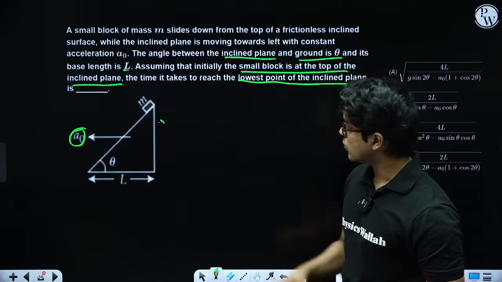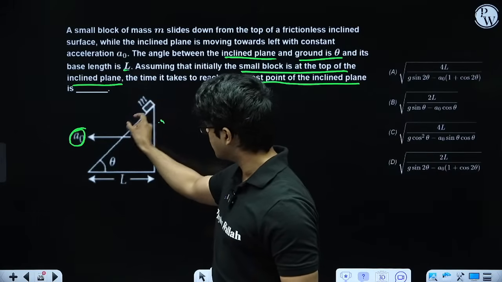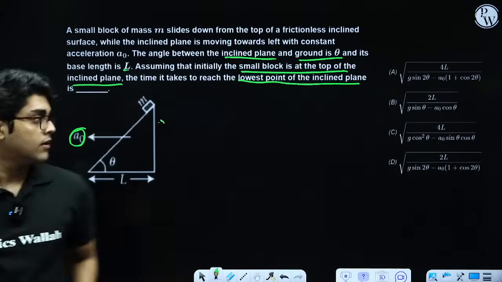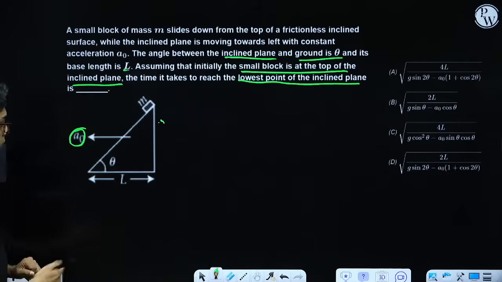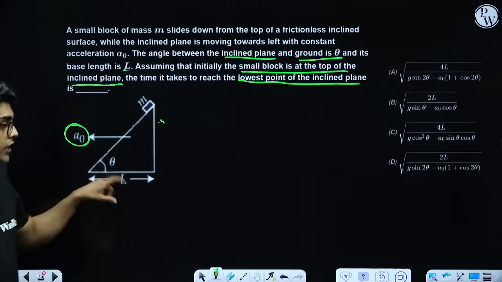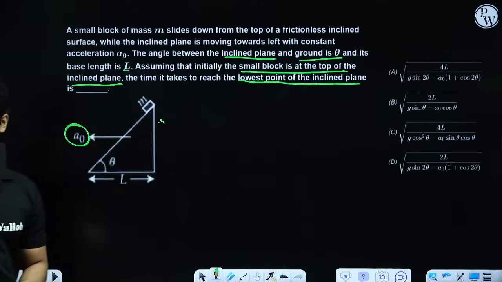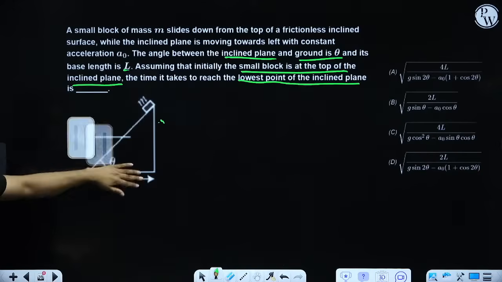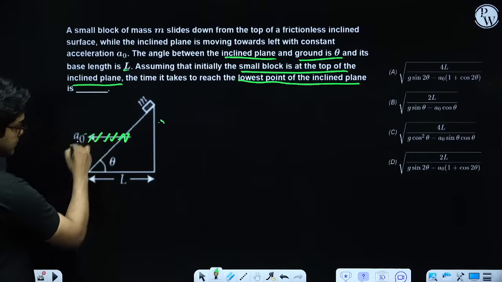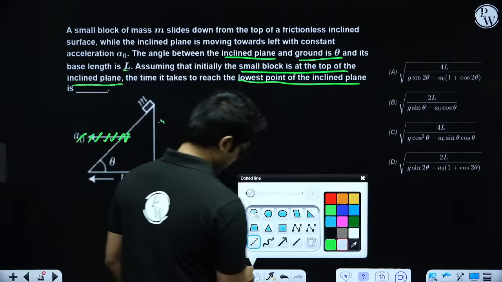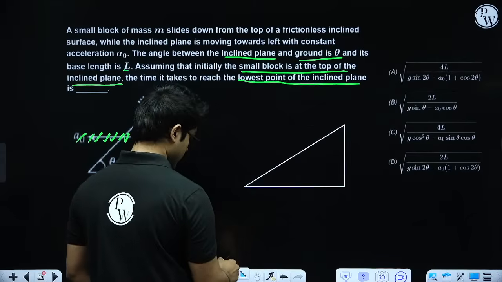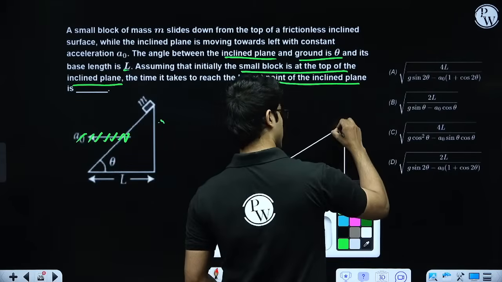Because we only want to see how this block moved on the inclined plane, we can move into the frame of the inclined plane. This inclined plane is actually moving to the left with an acceleration of a0. If I move into its frame, of course the inclined plane comes to rest. So let's redraw the diagram. The inclined plane now comes to rest, and the particle is over here.